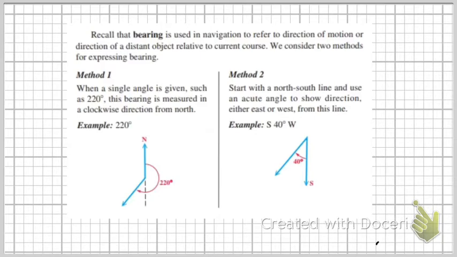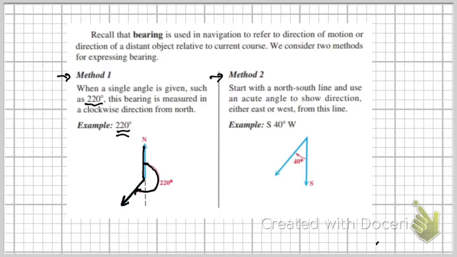Now this says down here, method 1, when a single angle is given, such as 220 degrees, this bearing is measured in a clockwise direction from north. So in a sense, when I see this 220 degrees, I'm starting here. Then I take that around 220 degrees, which puts me over here. And this is actually the direction we're traveling. Okay, that's when I see a single degree all by itself. Now the second method says this.